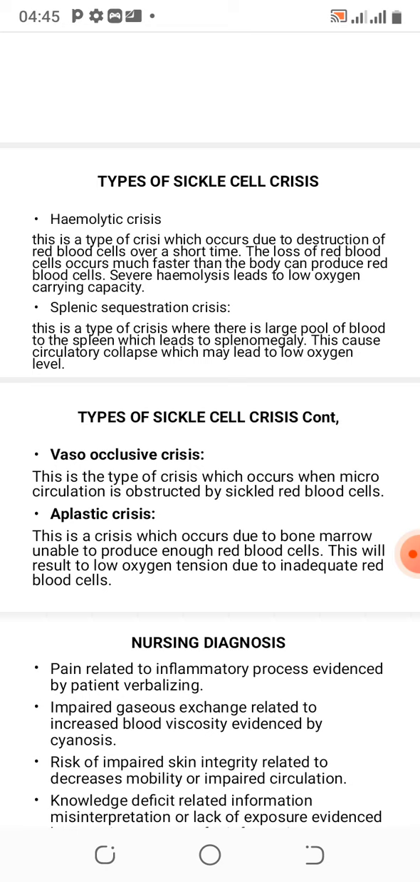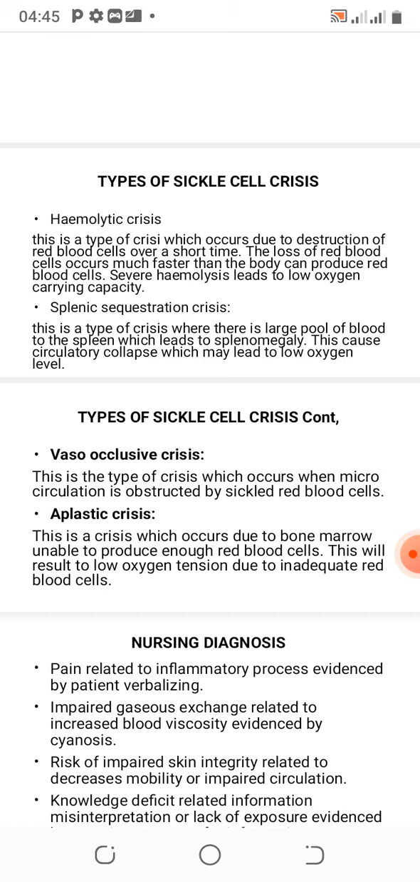Then aplastic crisis. This is a crisis which occurs due to the bone marrow being unable to produce enough red blood cells. This will result in low oxygen tension due to inadequate red blood cells.